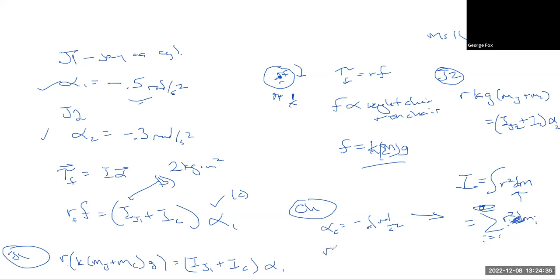And so this would just be RKG mass of chair is equal to the moment of inertia of the chair times alpha chair. That's given. That's what we're trying to find. Mass of chair is given. That was 30 kilograms. G, 9.8 meters per second squared. We don't know R, we don't know K, and we don't know IC.